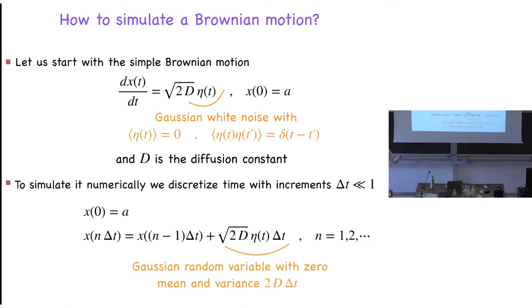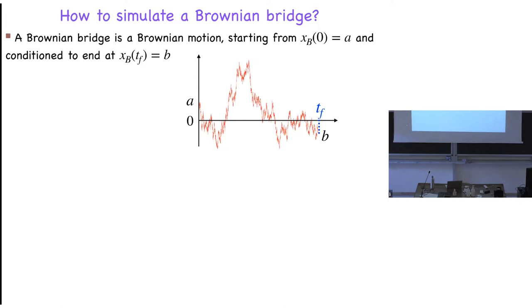Now, let's go to a slightly more complicated question, and ask how can I generate a path, but conditioned to end at a fixed position, say b, at a certain time tf. So this is called a Brownian bridge, and you may wonder how to generate that. It's not that obvious, because even if you just discretize space and time, the naive way of generating any path and throwing away all the paths that did not terminate at the right point is terribly costly, and you don't want to do that. Instead, there is a nice way to do that.